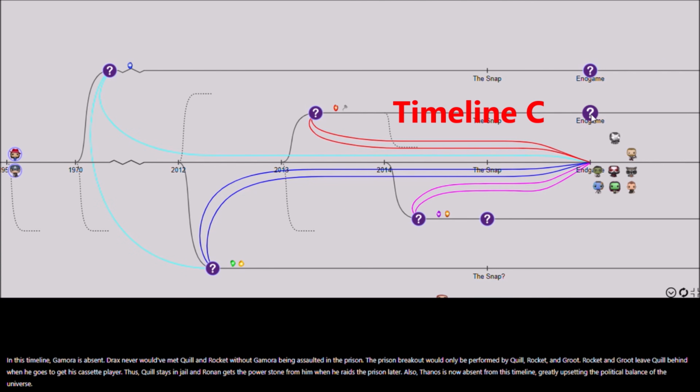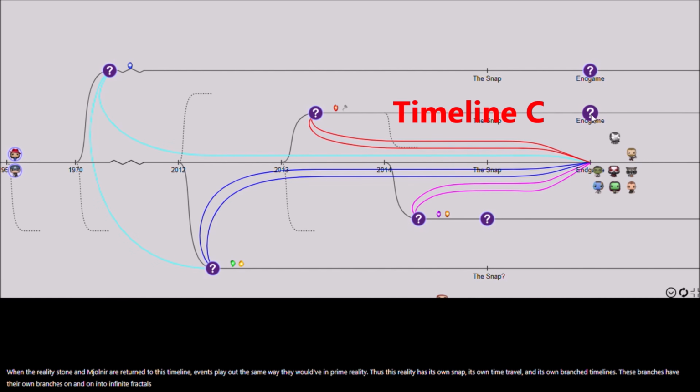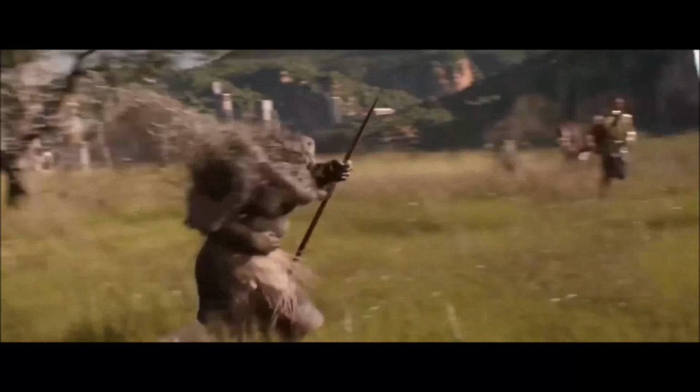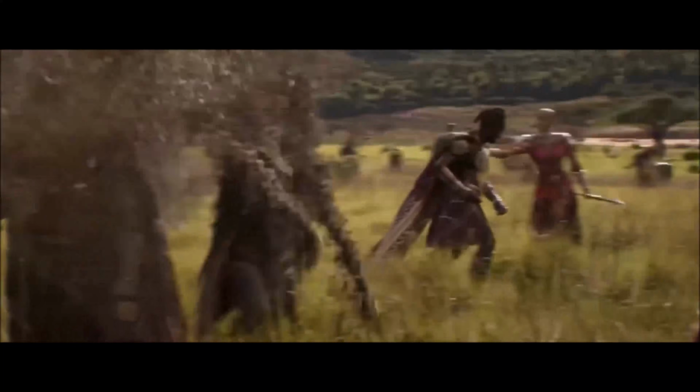In Timeline C, when the Reality Stone and Mjolnir are returned to this timeline, events play out the same way that they would have in Prime Reality. Thus, this reality has its own snap, its own time travel and its own branch timelines. These branches have their own branches on and on into infinite fractals.